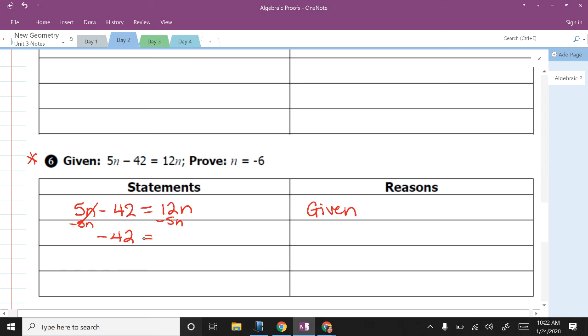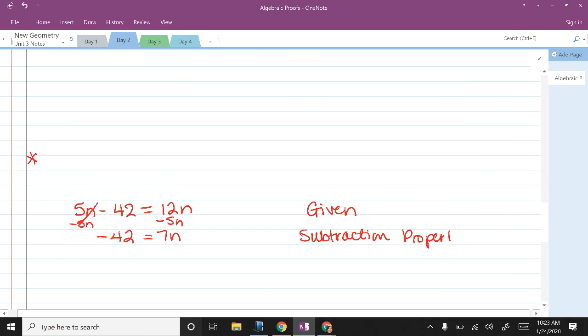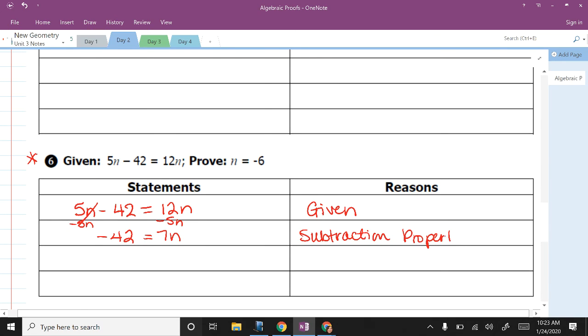So what is 12n minus 5n? 7n. And what property did you just use? Subtraction. All right, now how do I solve this for n? Divide by 7. Divide both sides by 7. I know, stuff is disappearing. I've got to figure out this pen.